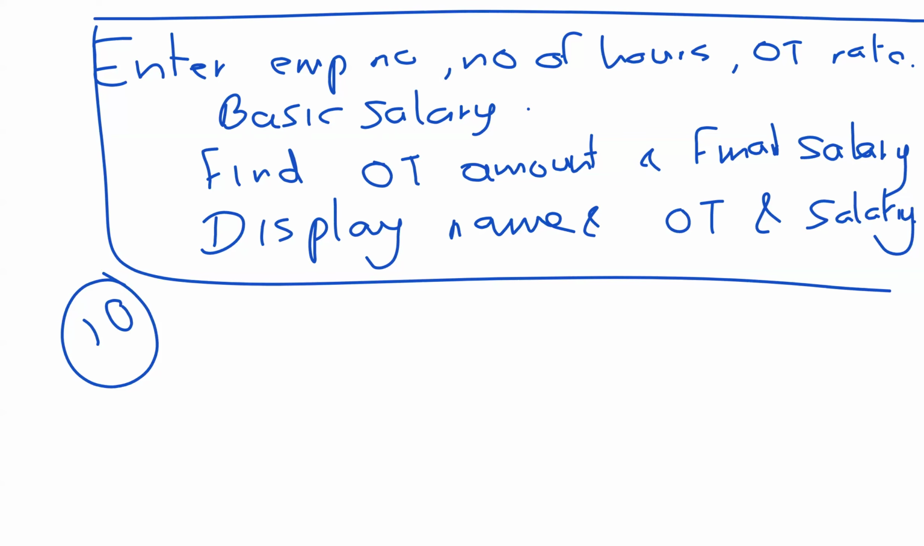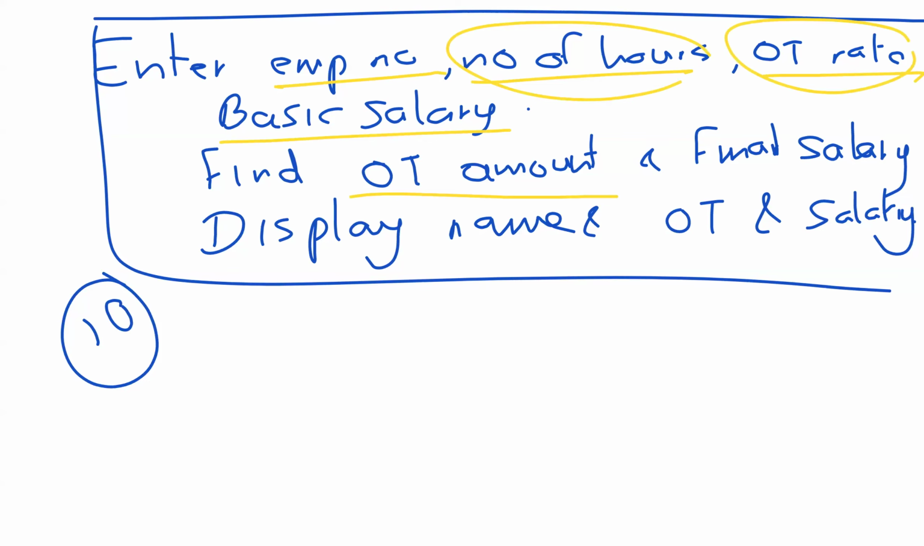Yes, good. First, you try this. Enter employee number, number of hours, OT rate, and basic salary. Then you can find the OT amount because you know the number of hours and OT rate. And the final salary, that means what? OT amount and basic salary, you can add them together. And then finally display name, OT and salary.